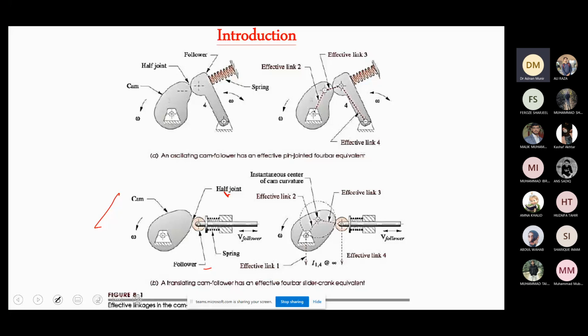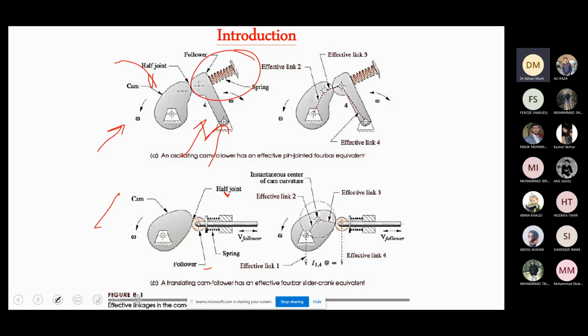Okay. So you can see here that in this case, this is the follower, right? If you look at the follower here, what is happening to the follower when the cam rotates with angular velocity of omega as shown by the direction here? The follower will also move, right? But the follower in this case will be performing to and fro motion, since it is pivoted at this point and it is restricted to move by this spring. So when this cam rotates in the direction specified by this omega, the follower will perform to and fro motion, right?